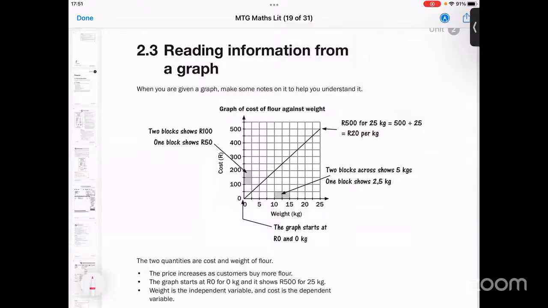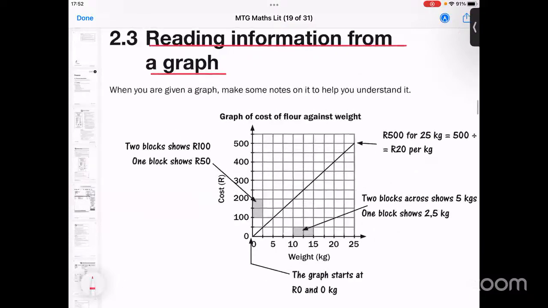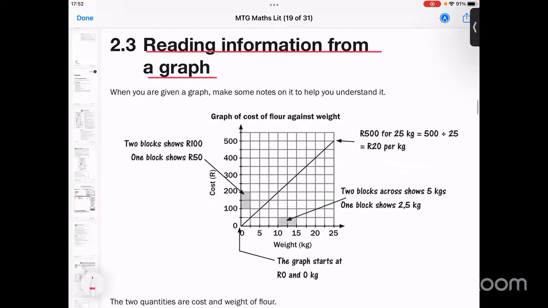So this is exactly what we are going to be going through, the honorable member, where we are going to be reading information from a graph. It is very, very much important that you understand how you read information from the graph. I will therefore explain all of that. So when you are given a graph, you just need to make some notes on it in order to help you understand it.